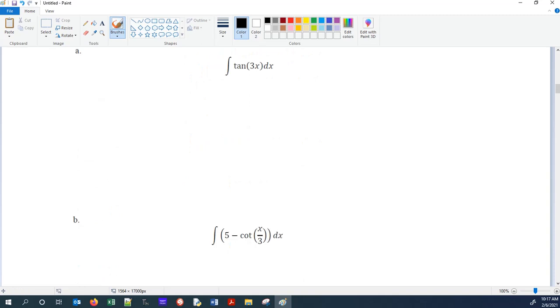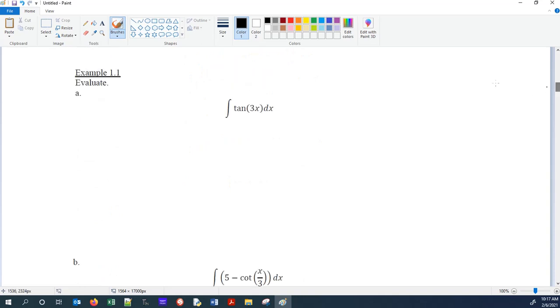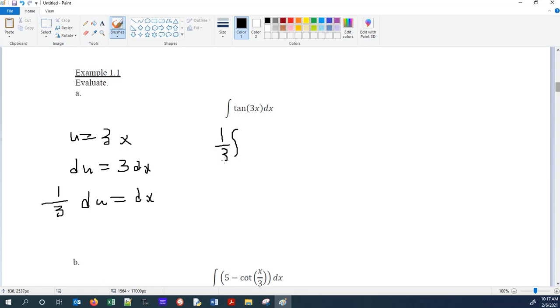Let's take a look at a few examples. We've got the integral of tangent of 3x dx, so we need to do a u substitution. We'll let u equal 3x, making du equal 3dx. So 1/3 du equals dx. So this becomes the integral with a 1/3 on the outside of tangent u du. And that's just simply applying the formula. We know that the integral of tangent is negative the natural log of the absolute value of cosine of u plus c.